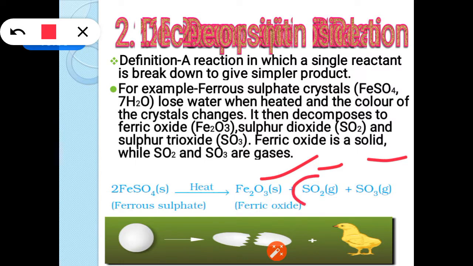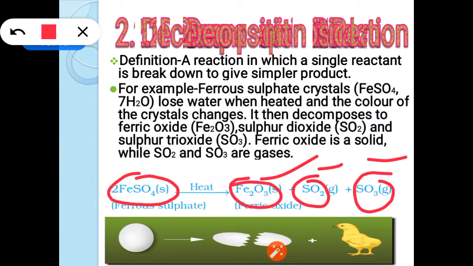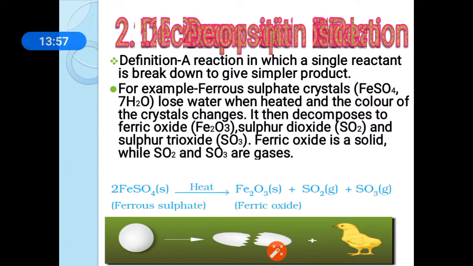The sulfur dioxide and sulfur trioxide are gases, so they escape to the environment. So in this case, a single reactant, ferrous sulfate, changes into more than one product: ferric oxide, sulfur dioxide and sulfur trioxide, in the presence of heat. That's why this is an example of a decomposition reaction. Any substance A, on breakdown, gives B, C and D.